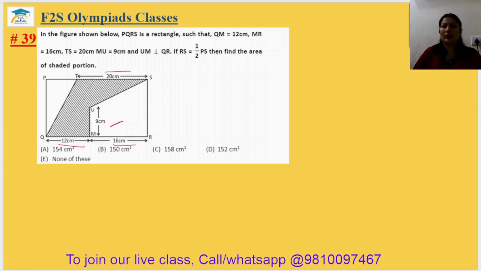So to find the area of the shaded portion, what we will do? We will first find the area of the complete PQRS rectangle. Then we find the area of this trapezium, and then find the area of this rectangle and subtract from the complete rectangle. ठीक है. So start. First find the area of the big rectangle.